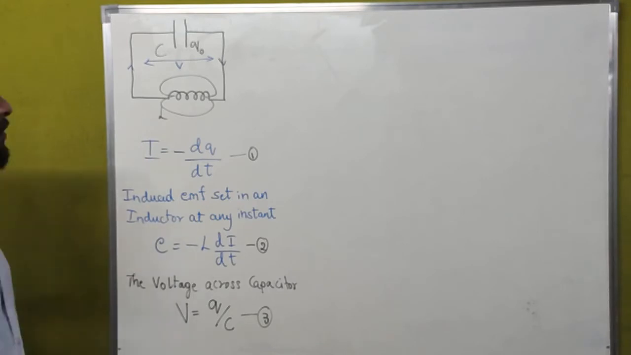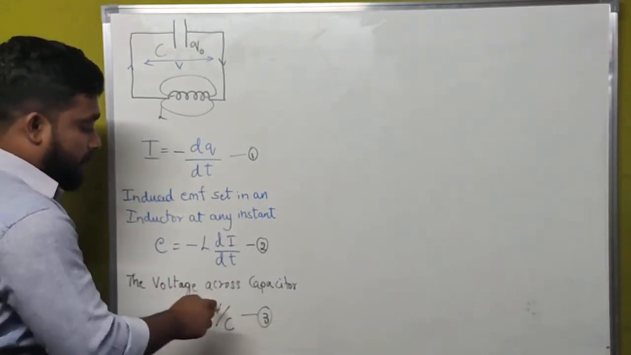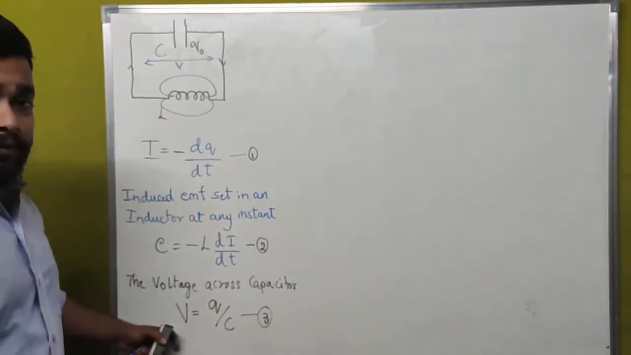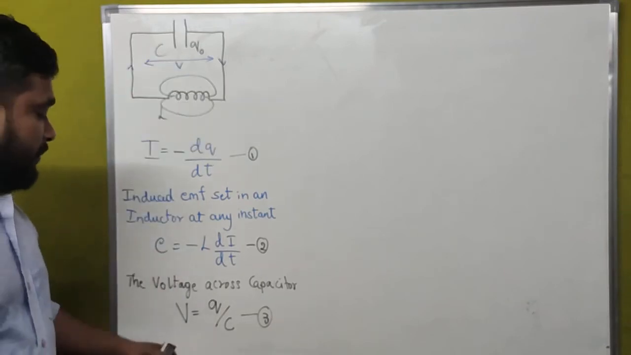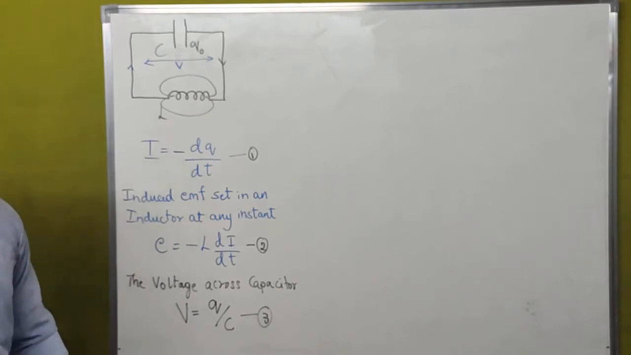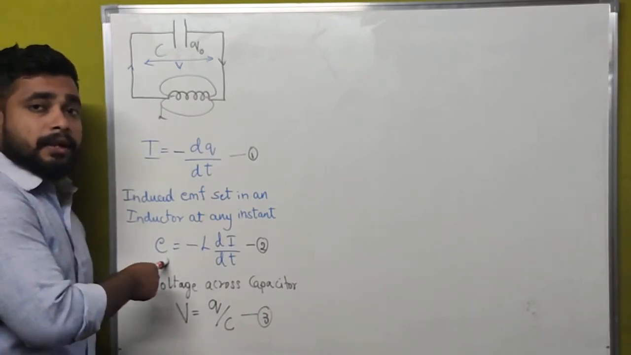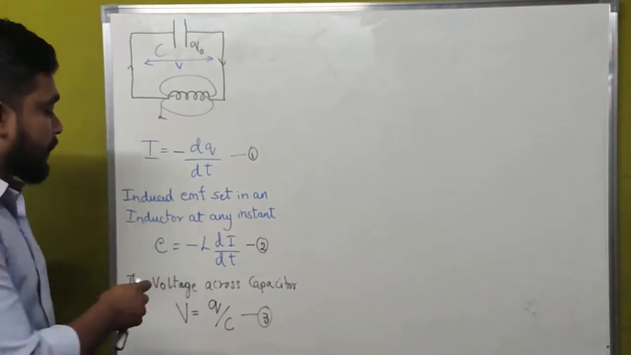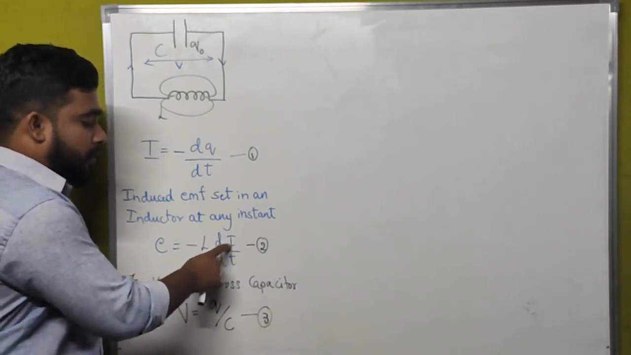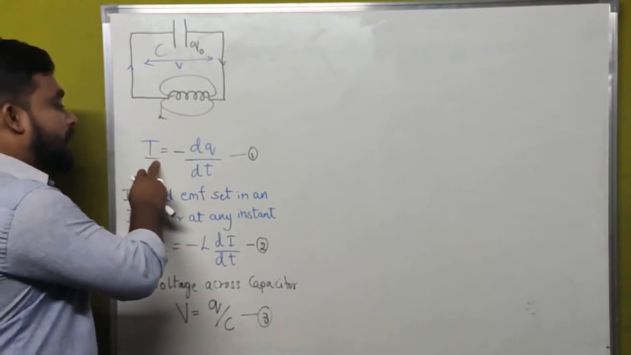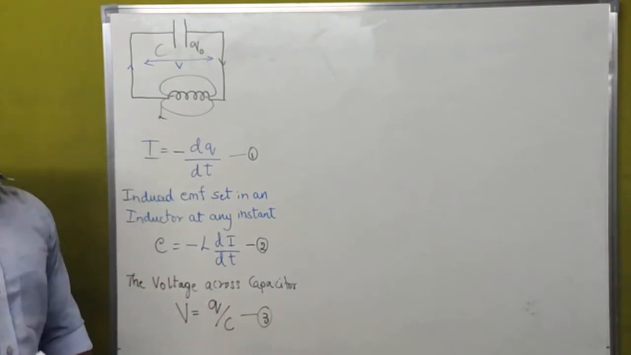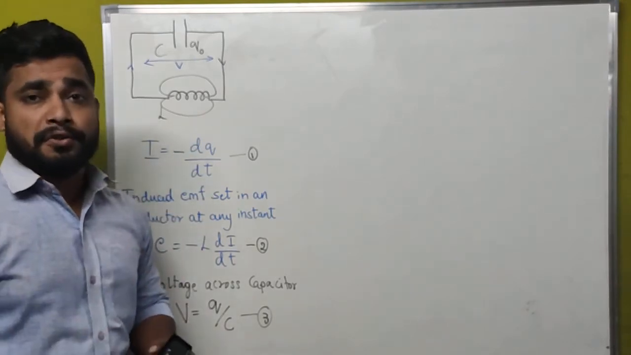In our earlier sessions we have gone through all these equations. We know what V is. V is the potential difference set across a capacitor, that is V equals Q divided by C. This is the EMF induced in an inductor, that is E equals minus L into di by dt. This one we also know. And I equals dq divided by dt.